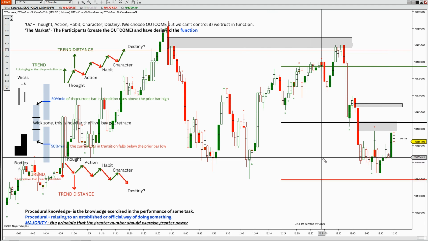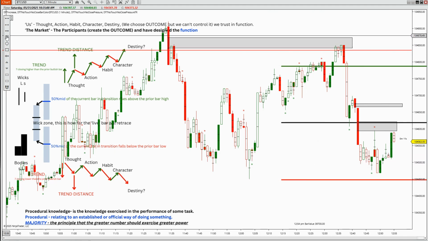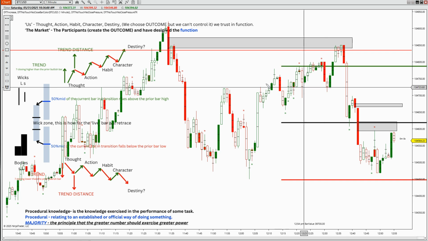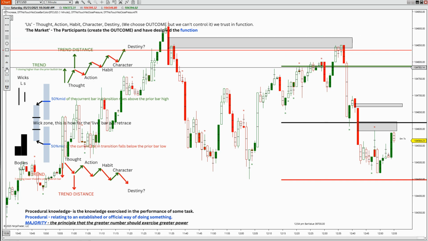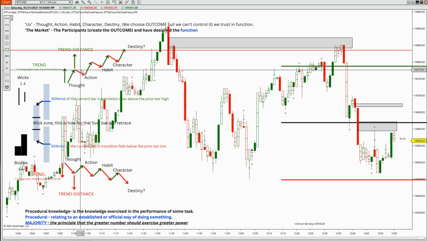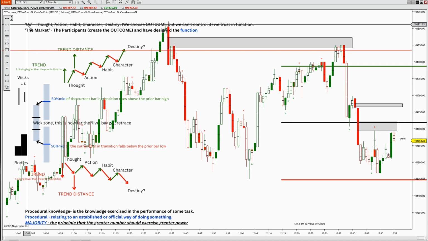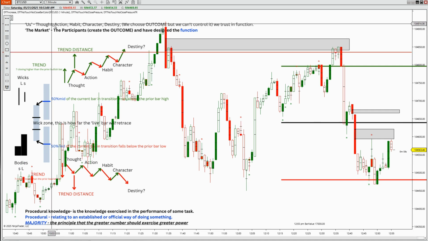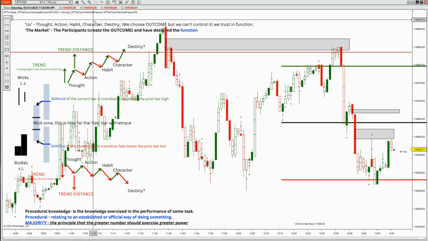Let's see if that's the case. Now, when it comes to the trend. So when we have a trend, and let me go ahead and count this out for you, it's thought, action, habit, character, and destiny. So this is us. We have a thought, and of course, we have the end in mind. That's the whole reason why we act and do it again and again.